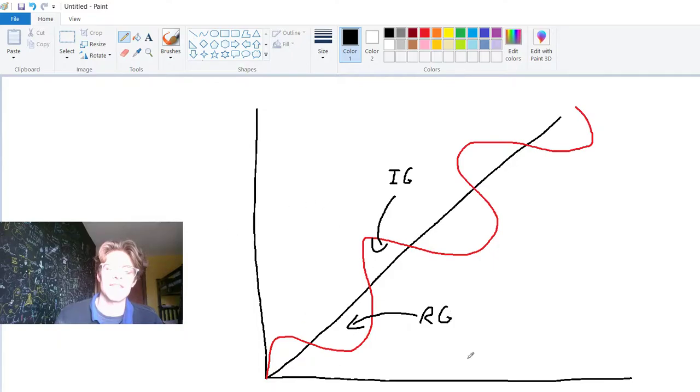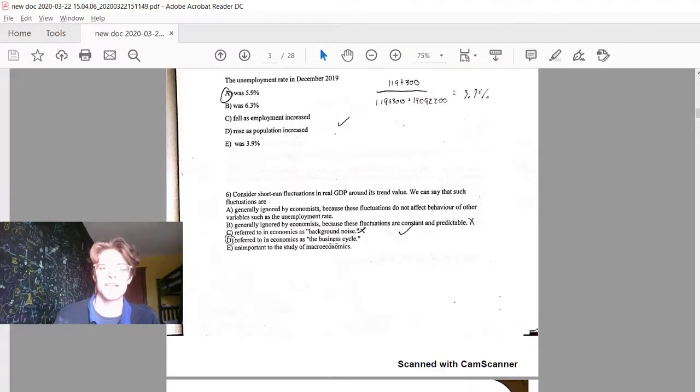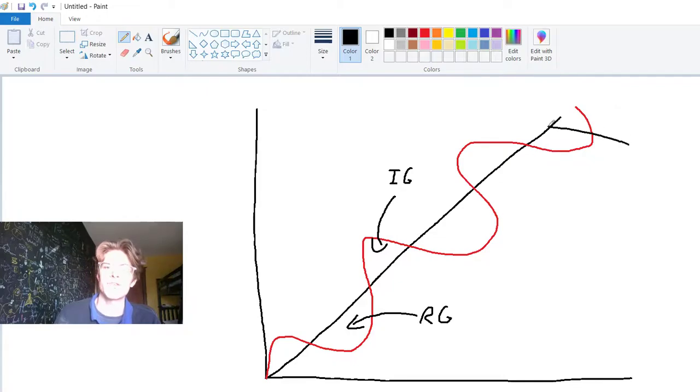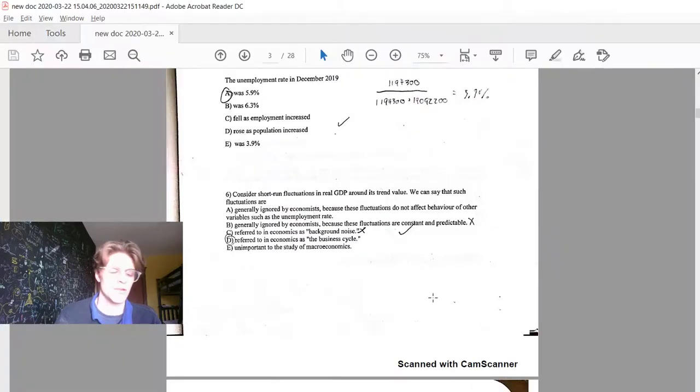And these fluctuations of real GDP are called the business cycle. That's what they're called. Around its trend value. So the trend value would be potential. So this is the trend value or potential.